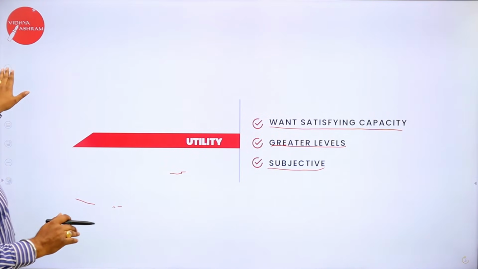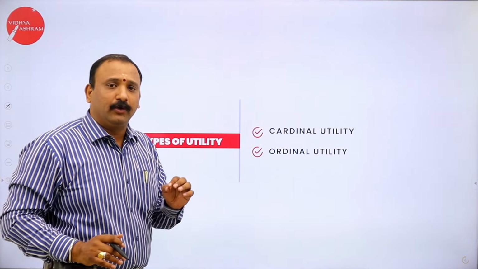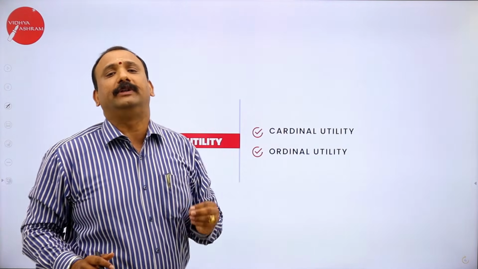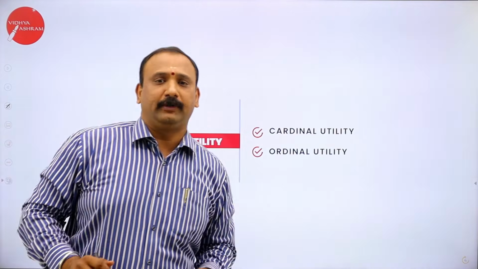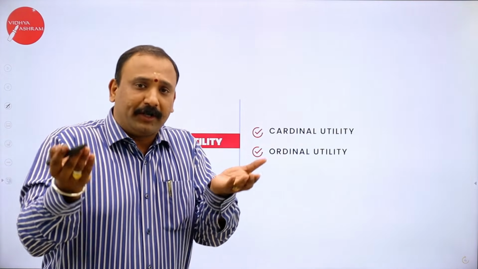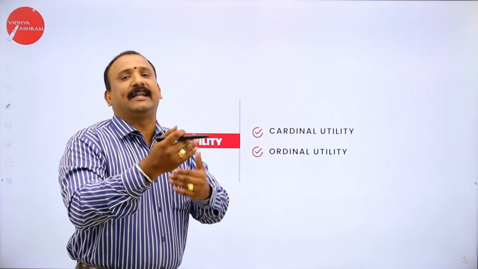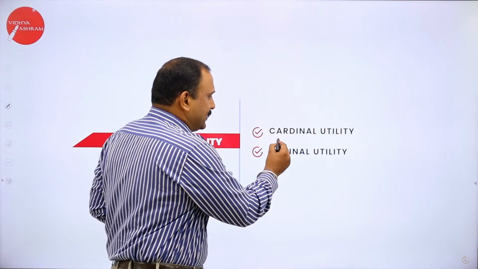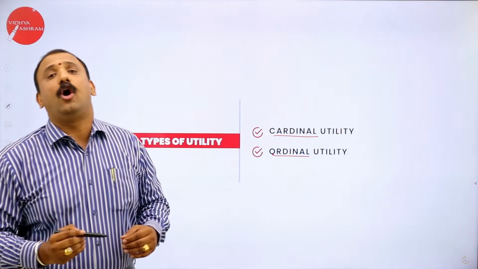Going forward, we are going to talk about the types of utility. This is very, very important again. What are the types of utility? We have spoken about utility itself as a concept. So, what are the types that are involved there? The first one is called as cardinal. The second one is called as ordinal.